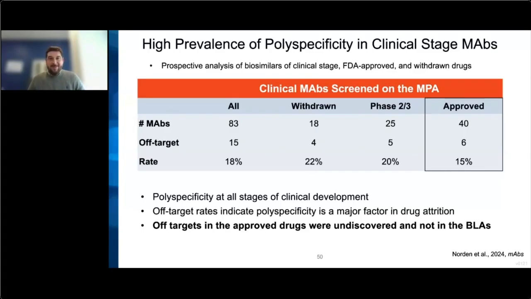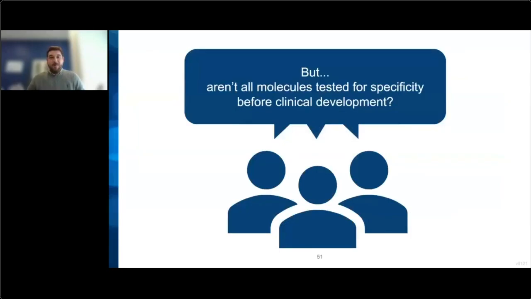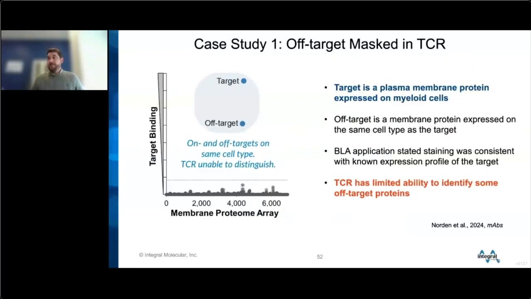And it kind of raises the question here, aren't these molecules already tested for this? This is not a new problem in clinical development. And this is where tissue cross-reactivity studies really come into play. I'll review a few case studies that demonstrate the power of the MPA platform relative to the current technology. First case study, off-targets can be masked in the TCR.